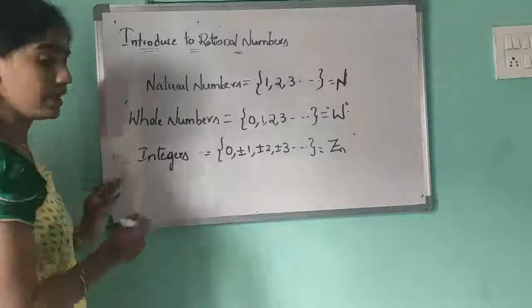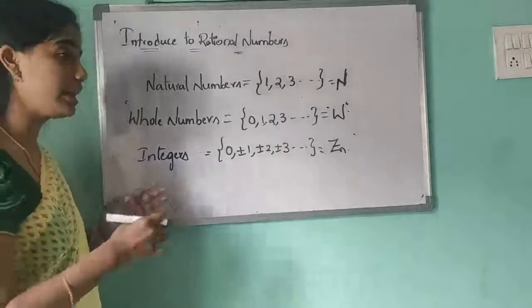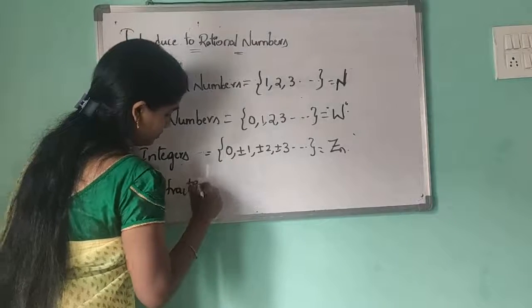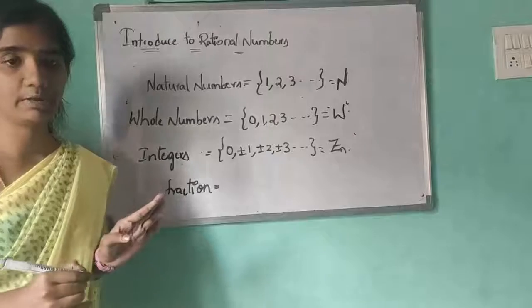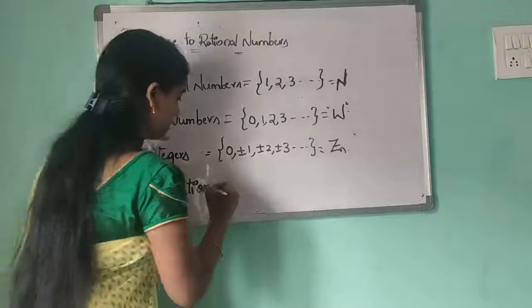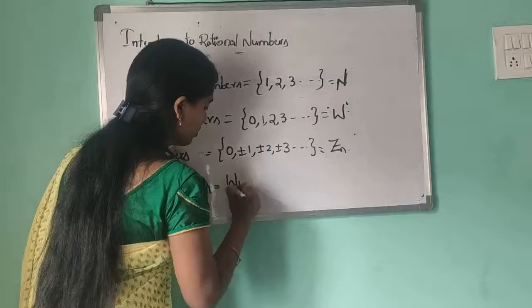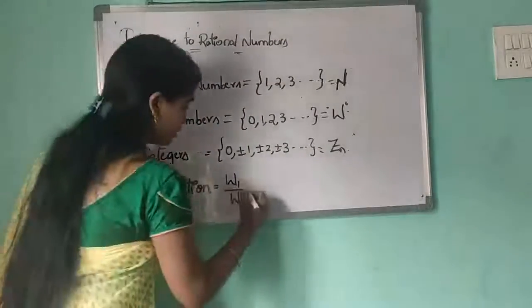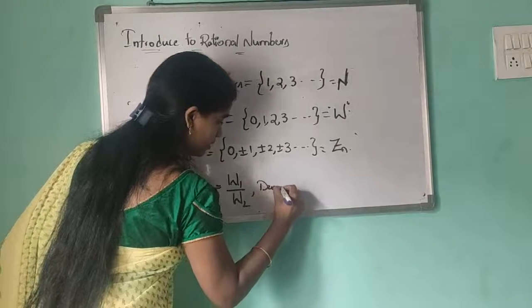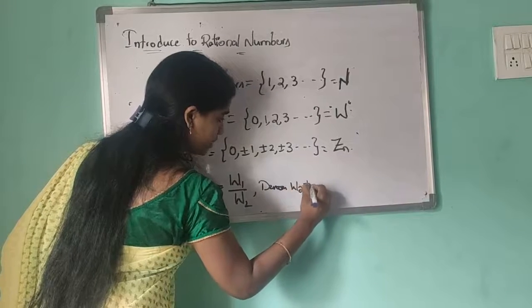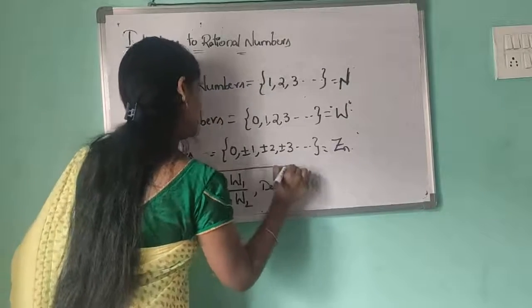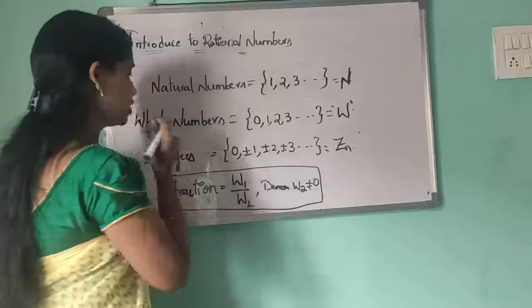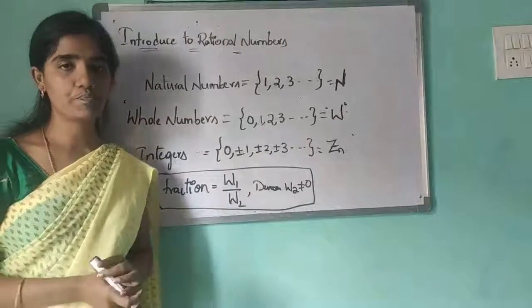Let us take a fraction. Every fraction can be written in the form of W1 by W2, where the denominator W2 is not equal to 0.